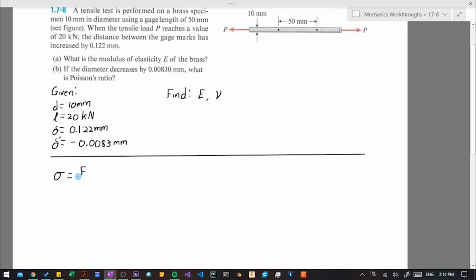Stress is force over area. In this case, our force is P, and our area, which is a cross-sectional area, is going to be a circle. So we have pi d squared, and it's divided by 4. And when you divide the denominator by something, you can stick that up on the numerator. And so we have our symbols for stress, and we can plug them in.